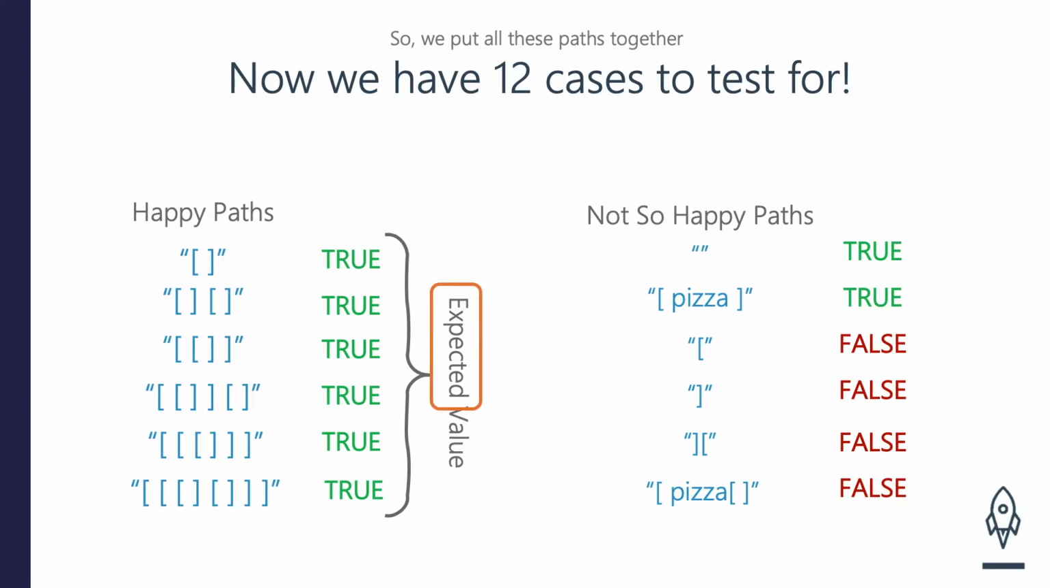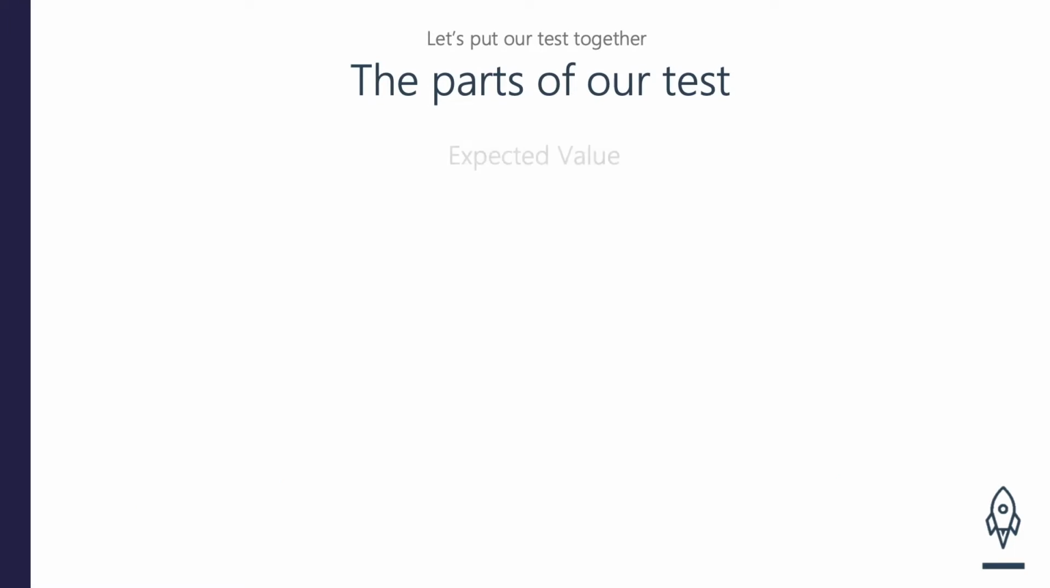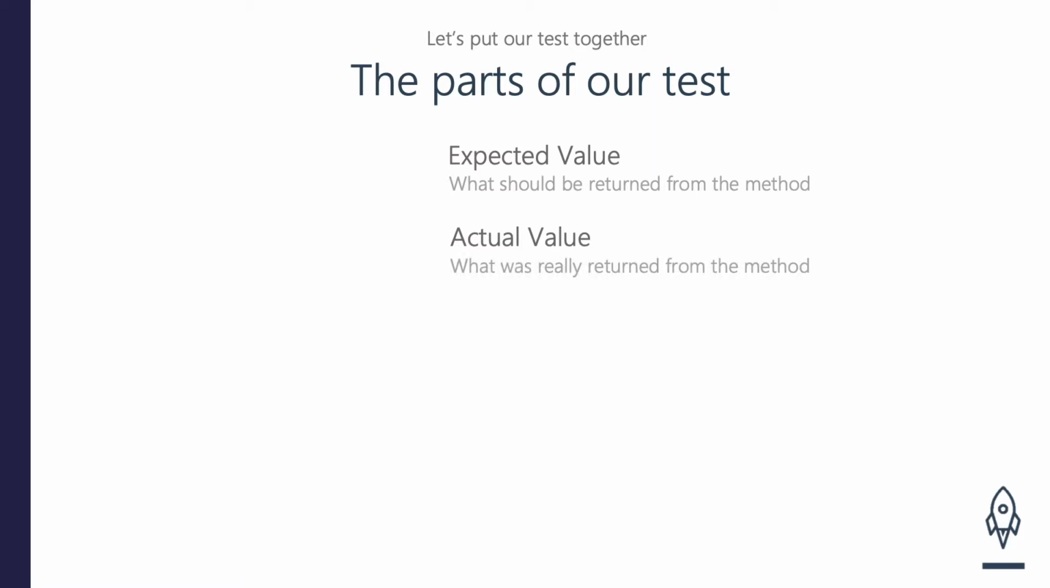This is one part of the test that we need. So let's take a closer look at what else we need. Again, that expected value is what we expect the method to return when we're testing it. The other part we need is the actual value. This is what is actually returned from the method.